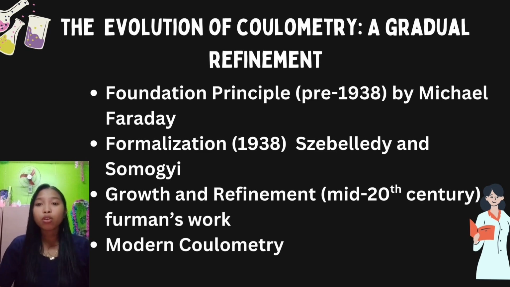So in summary, colorimetry's emergence wasn't a singular event, but a process involving Faraday's foundational work, formalization of the technique by the two Hungarian chemists, and subsequent refinement and application throughout the 21st century. So the method continues to evolve with modern advancements in instrumentation and application.